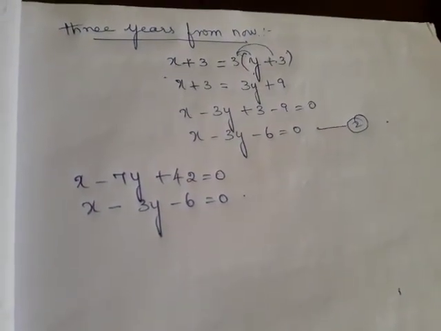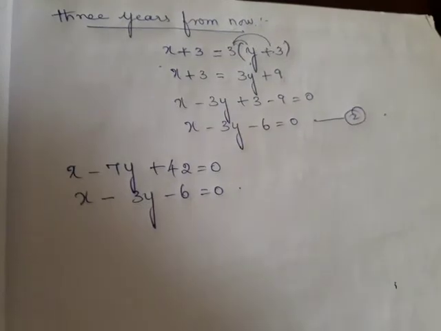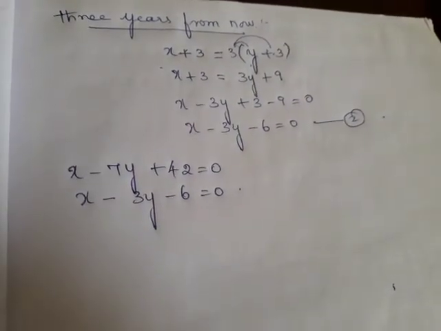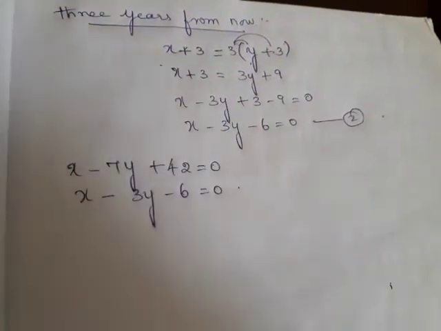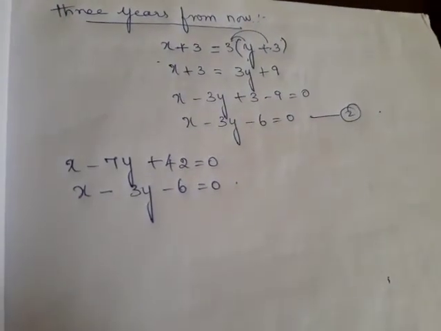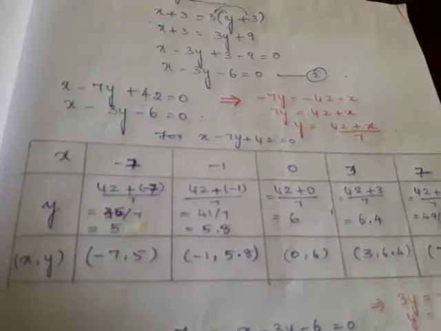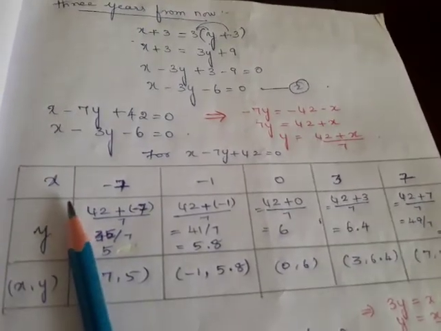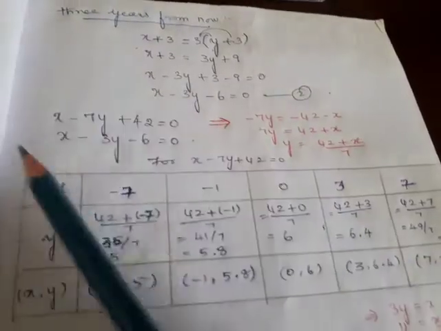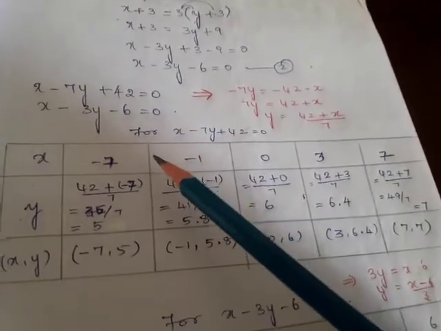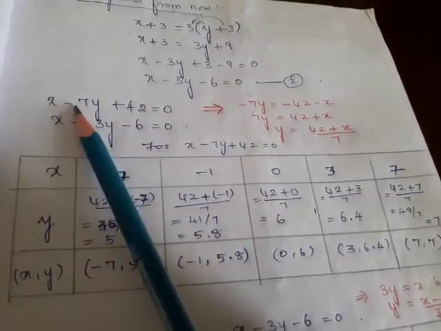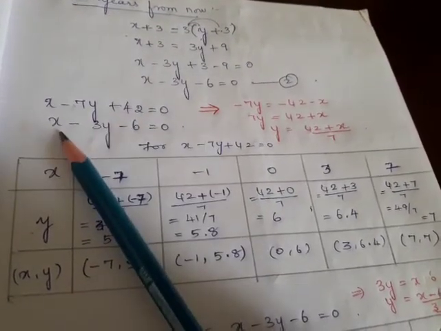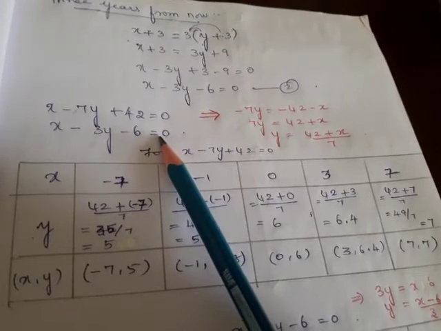You know how to draw the graph of a linear equation, right? You will assume your own values for any one of the variables, find the corresponding values of the other variable, and express it in the graph. Now let us see how we can draw the graph for these linear equations. We have already learnt this in the previous classes. This is our first equation, x minus 7y plus 42 is equal to 0. The second equation is x minus 3y minus 6 is equal to 0.